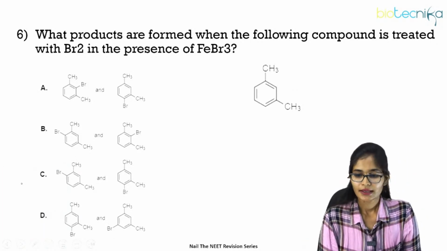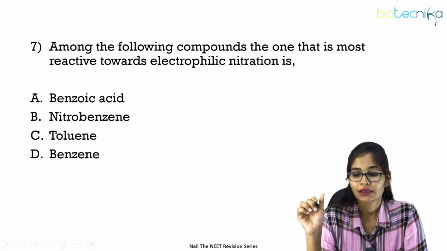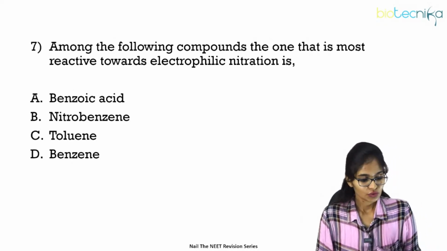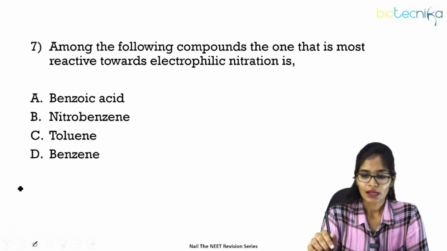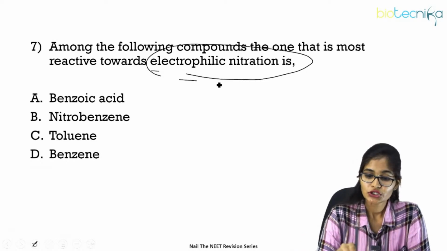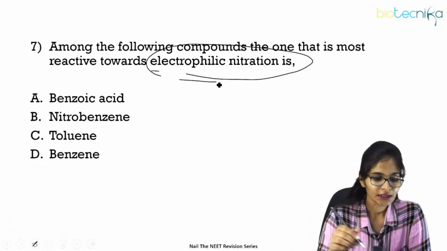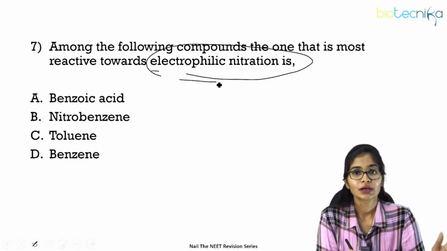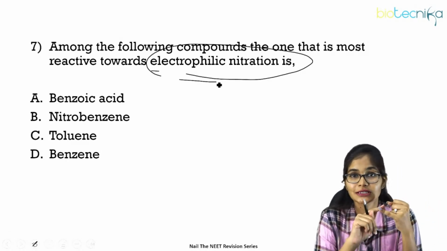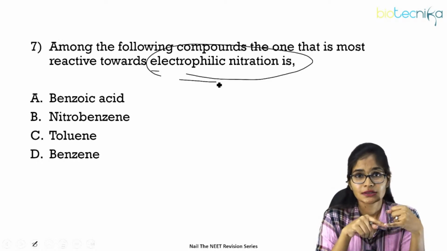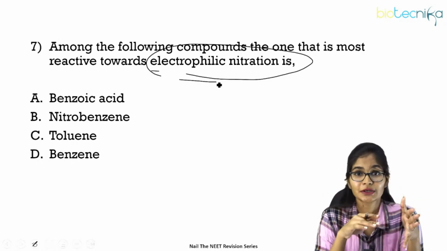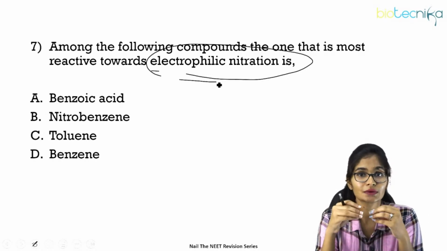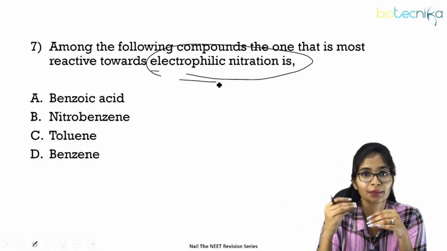Now coming to the next question: among the following compounds, the one that is most reactive towards electrophilic nitration is. So towards electrophilic nitration, you have to tell me which of the given options will be more reactive. Benzoic acid, nitrobenzene, toluene and benzene are given. You have to compare with respect to the nucleophilicity. Based on the electron donating groups and electron withdrawing groups attached, the electrophile will come and attack, right?